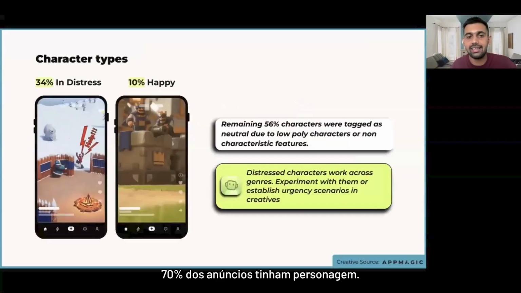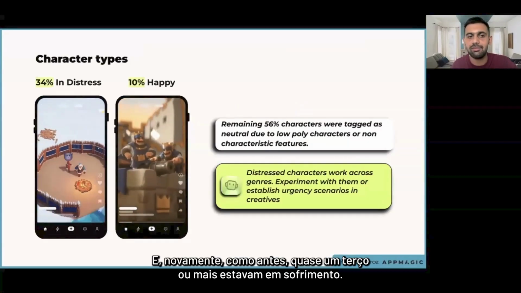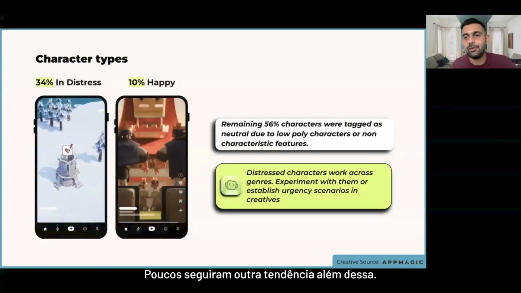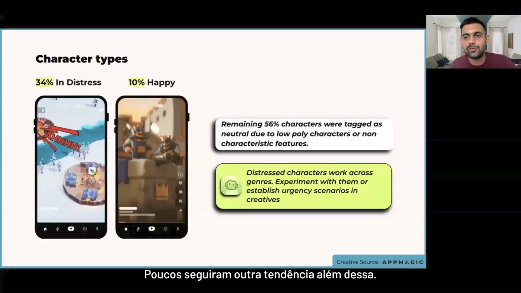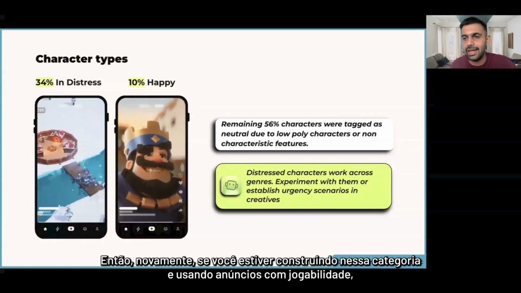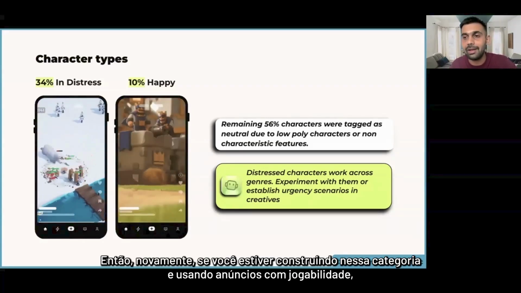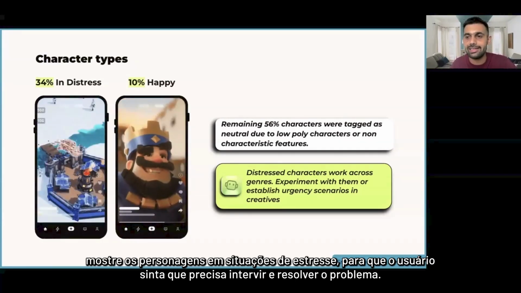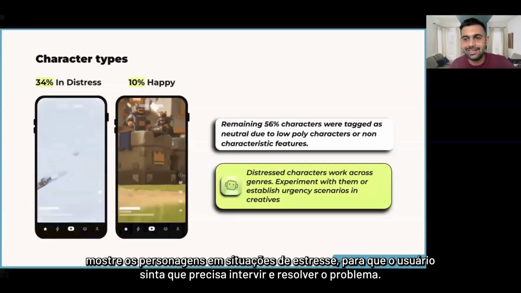70% of ads here had a character, and again here, a bunch of them, almost 1/3 or more, were in distress. Very few other trends in this. So if you're building in this category and if you're using ads within the gameplay, show the characters in distressed scenarios so that the user feels like they need to step in to fix that issue.